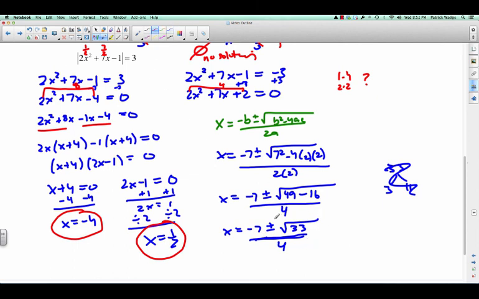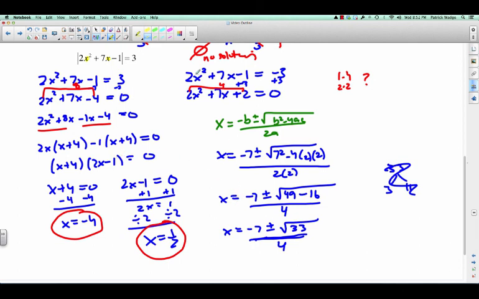So you're done. But you know what you'd actually have to do now? You would actually have to check this in here. Can you imagine? First of all, how many answers is this? This is 2 answers. One's plus, one's minus. I would have to put negative 7 plus root 33 over 4 in here and in here, and then see if it works. And then I'd have to do negative 7 minus root 33 over 4 in here and see if that one works too.